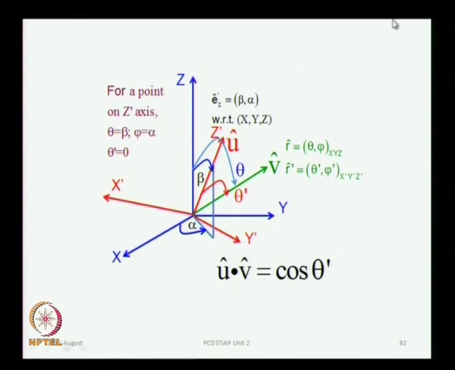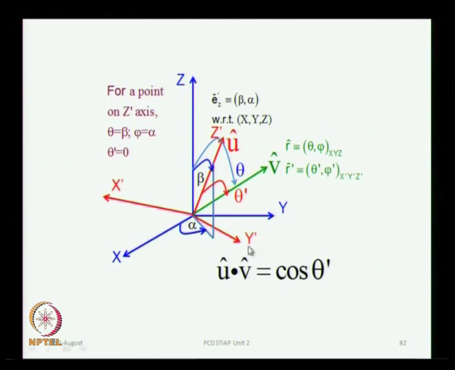Now, you have these two directions. One is the direction u caret. This is a unit vector along which you have taken the z prime axis. The other direction is v, which is some arbitrary direction whose unit vector in reference to x, y, z is r caret, and whose direction in reference to x prime, y prime, z prime is r prime caret. And these are specified by their respective polar and azimuthal angles, which are namely theta and phi in the x, y, z frame, and theta prime and phi prime in the primed frame of reference, which is the x prime, y prime, z prime frame.